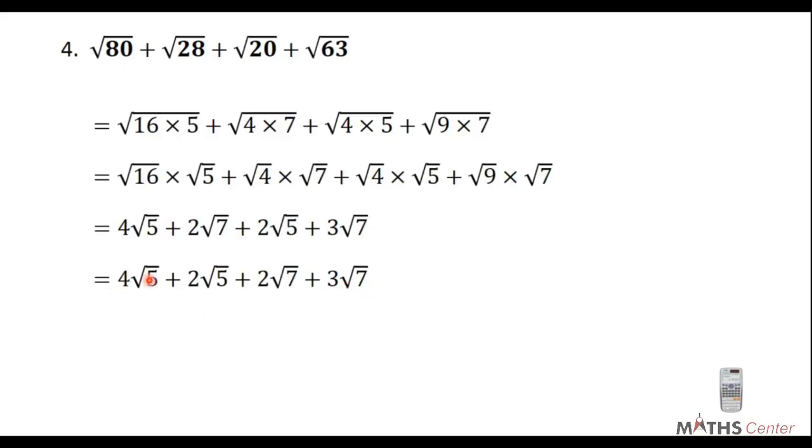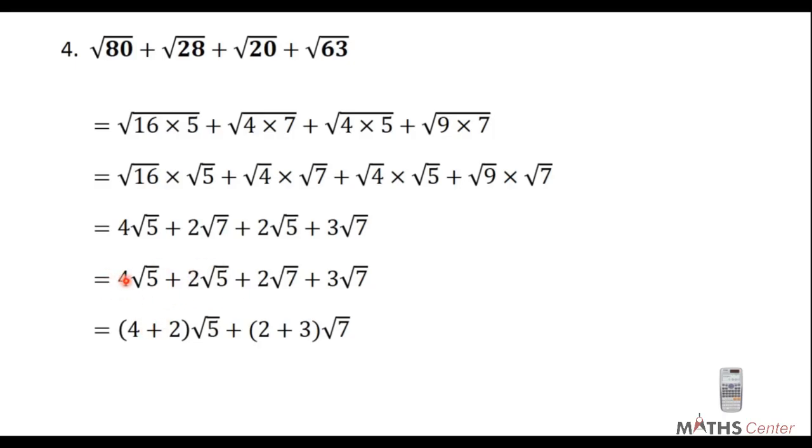So here we can see that the numbers under these square roots are the same. So you have square root of 5 here, square root of 5 here. So you can add what is in front. Here, you have square root of 7 here, you have square root of 7 here, so you can add what is in front.